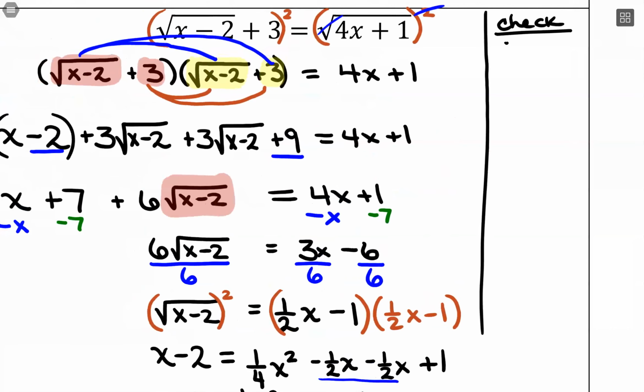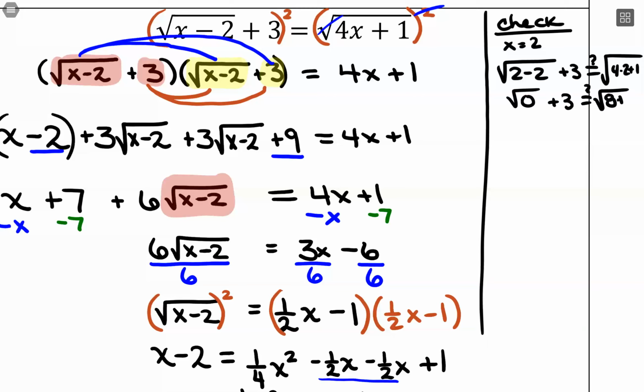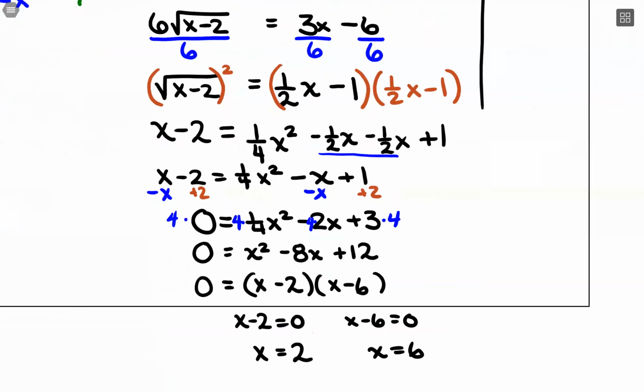So let's start with x equals 2. Square root of 2 minus 2 plus 3, and does that equal the square root of 4 times 2 plus 1? So the square root of 2 minus 2 is the square root of 0. 4 times 2 is 8. 0 plus 3 is 3. 8 plus 1 is 9, so the square root of 9 is 3. So x equals 2 works. So we confirmed that solution.